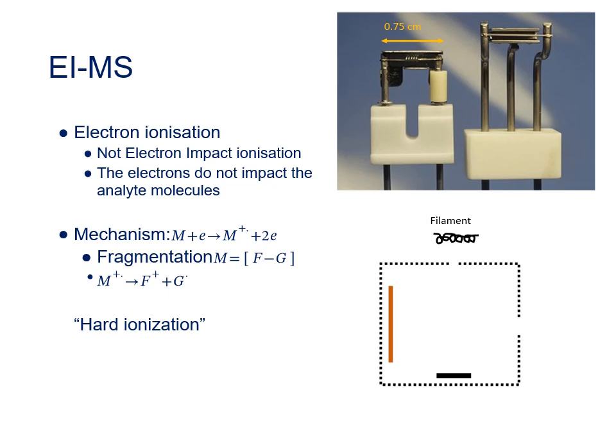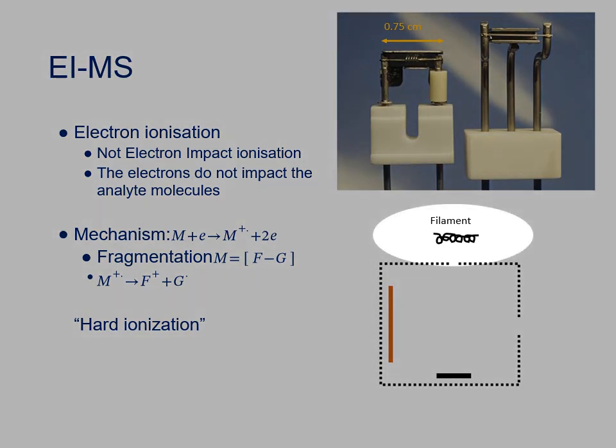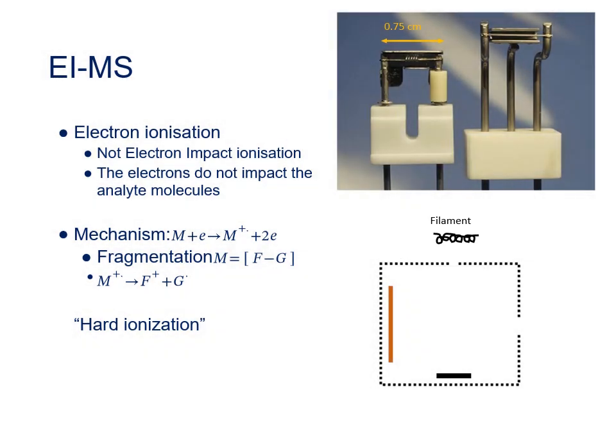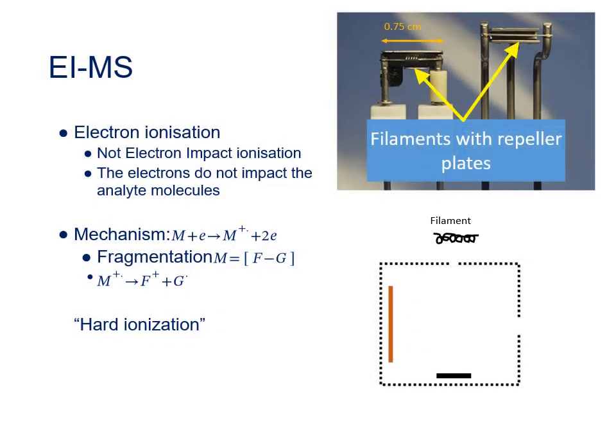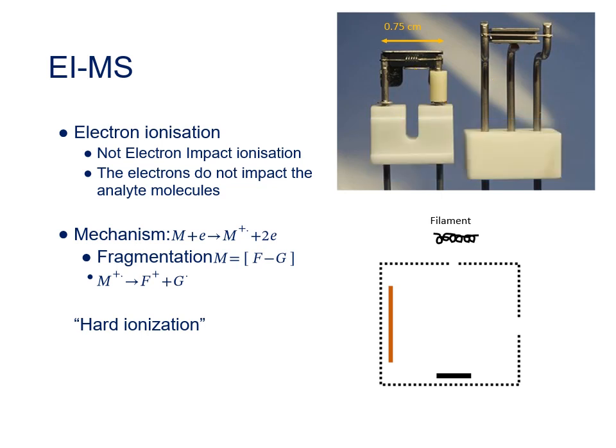In your undergraduate course, the main ionization source you probably studied was electron ionization, or EI. This used to be called electron impact ionization, but that term is now obsolete and shouldn't be used. Electron ionization is the most common ionization source used in gas chromatography mass spectrometry. And an EI source comprises a hot filament, usually made of tungsten or rhenium, that may have a repeller plate around or behind it. In use, this filament is heated like a light bulb until it glows.